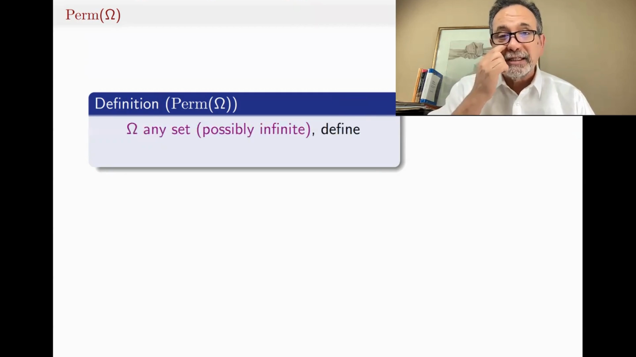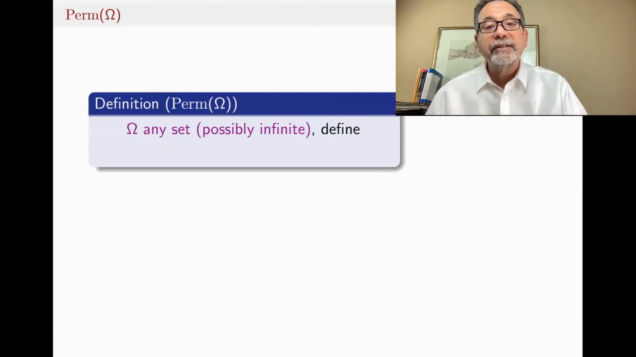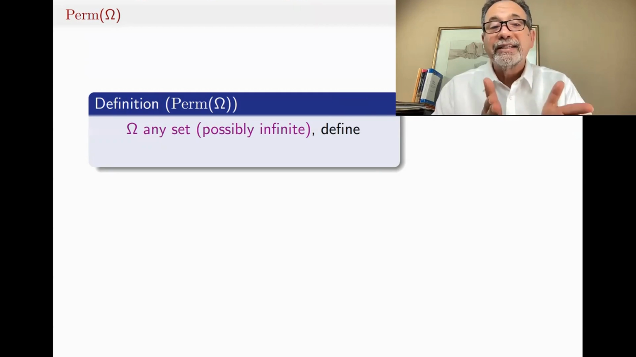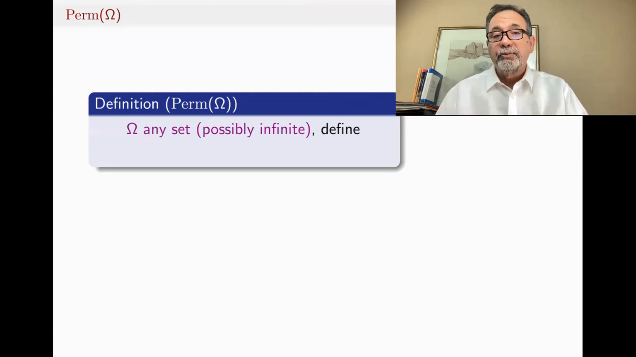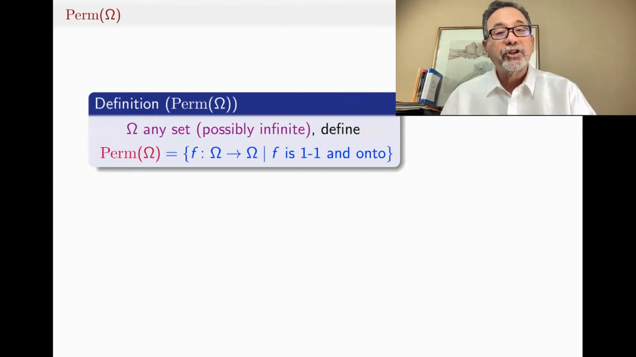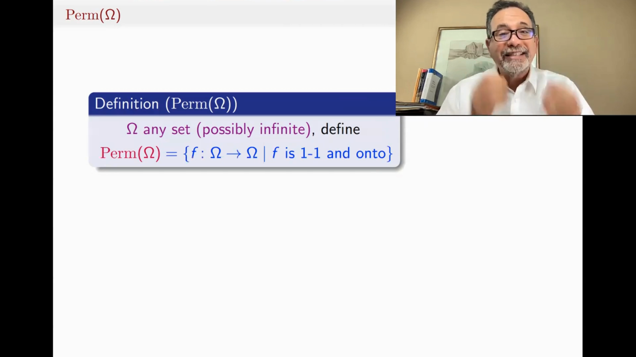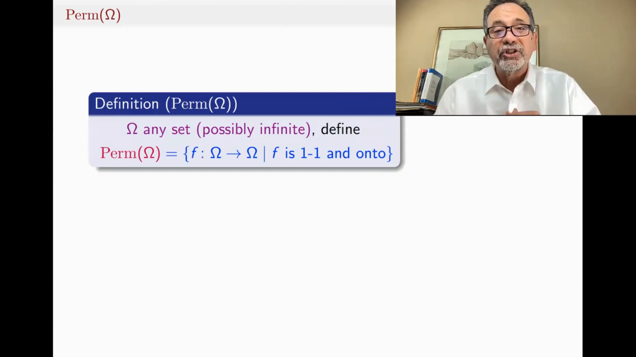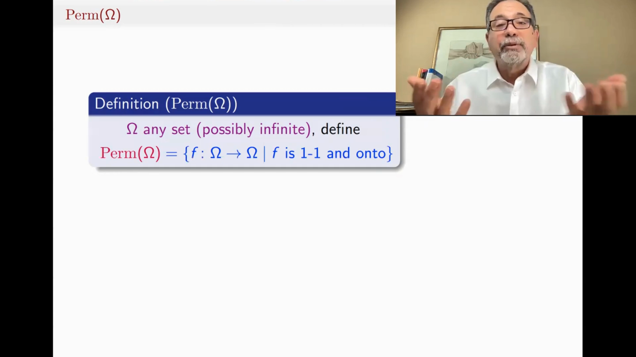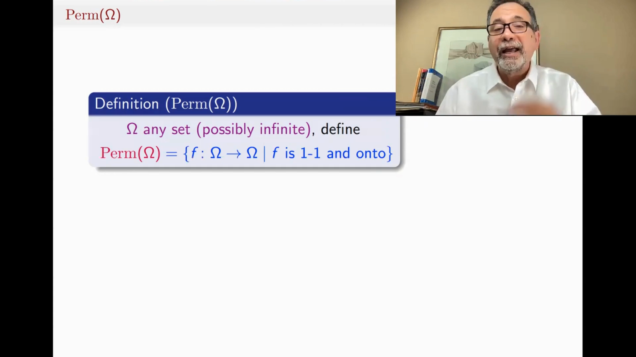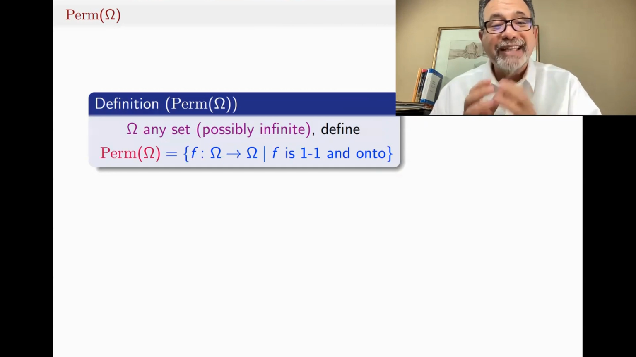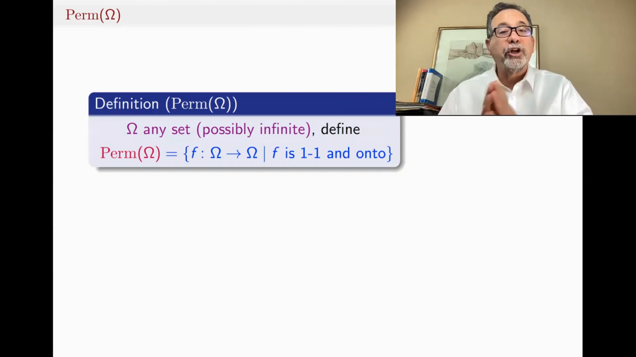Omega is any set, possibly infinite, but maybe finite. If you don't like omega, you can call it X. I'm calling it omega because that's sort of a little bit more impressive. And permutations of omega are all the functions that have omega as the domain and the codomain. They don't go from X to Y. When I'm talking about functions in general, I will say things a little bit more generally, but for perm omega, and I will say in a moment why, the functions have to go from a set to itself, and they have to be one-to-one and onto.